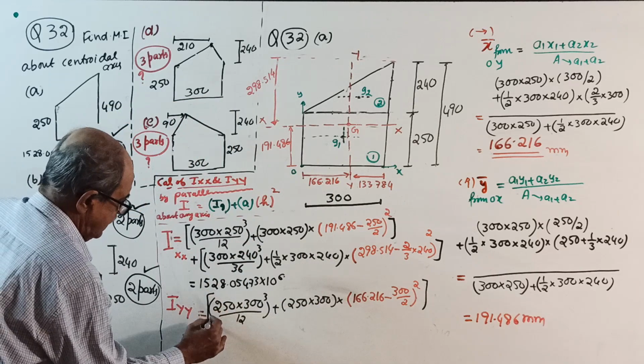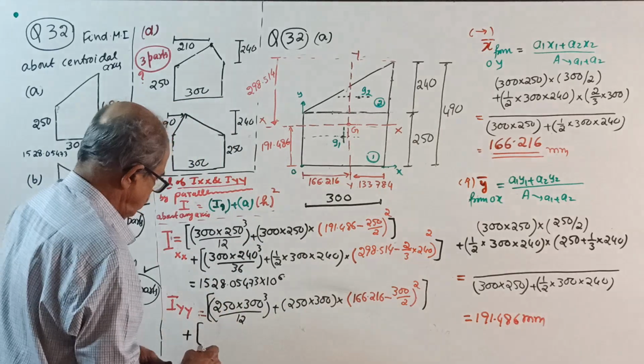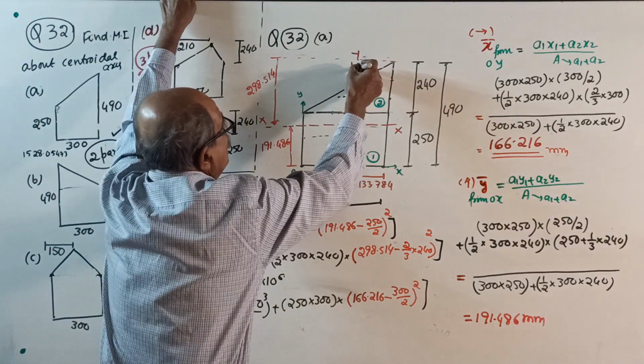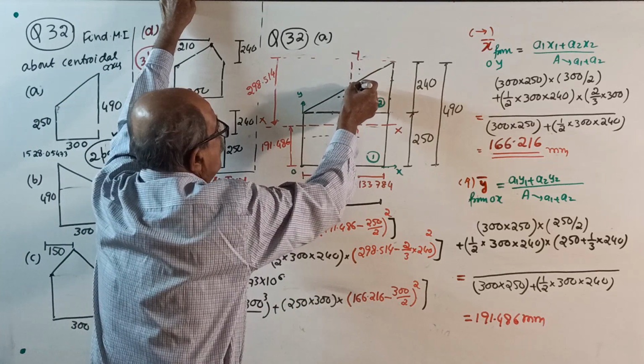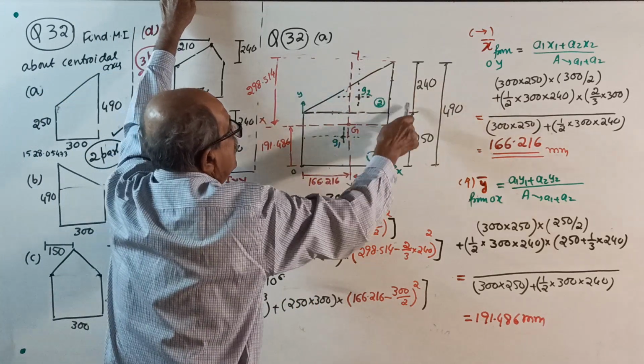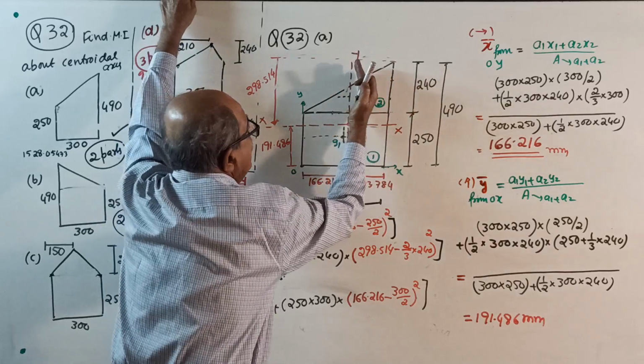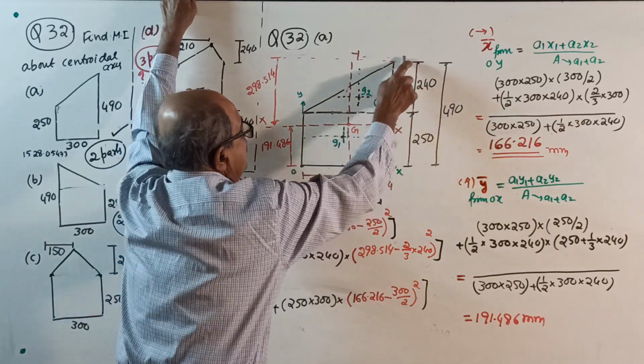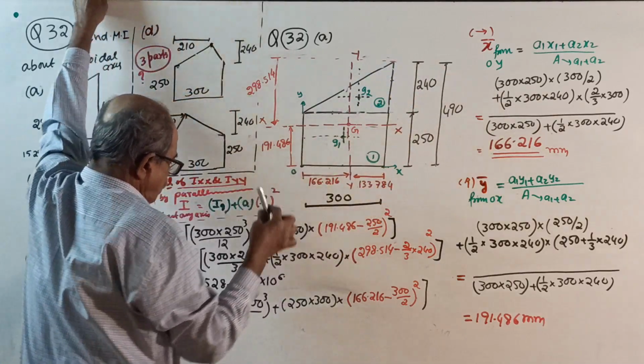Okay, one bracket here, plus. I will check the space later. Start about here: I about YY, first about its own centroidal axis. See here, when you want about YY for the right angle triangle, the parallel side is 240. So 240 into 300 cube by 36.